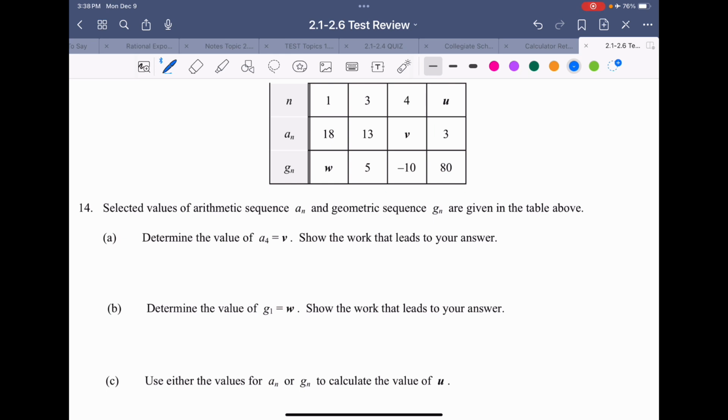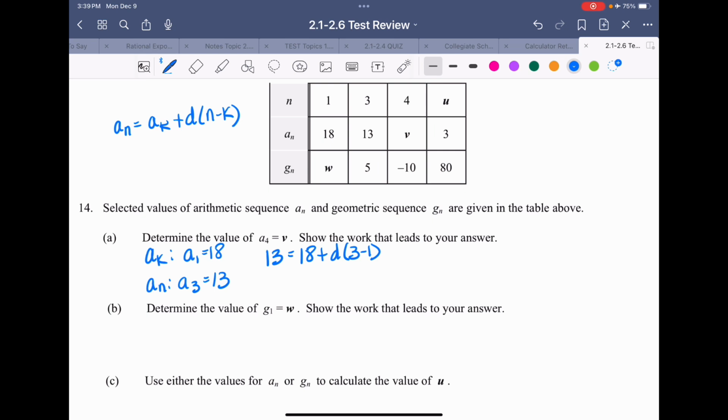So I'm going to use my arithmetic formula. Let me give that to you again. a sub n is equal to a sub k plus d times n minus k. So for this, I'm going to say my a sub k will be a sub 1, which is 18. My a sub n will be a sub 3, which is 13. All right, so I'm just going to substitute everything in there: 13 is equal to 18 plus d times n minus k.